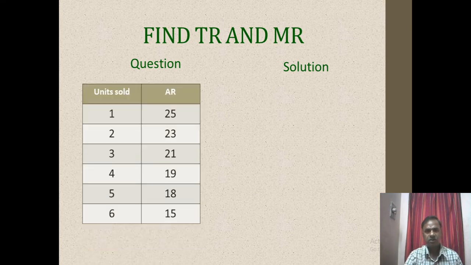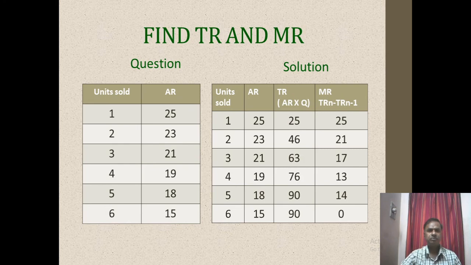And these are some numerical questions I have given to you. Units sold and AR are given. We have to find out TR and MR. How to find TR? AR into output. You multiply AR and output, you will get TR. Then MR we have to find from TR: 25, same amount, 46 minus 25, 63 minus 46, 76 minus 63, 90 minus 76, like this. MR becomes 0, next it will be negative. So this is how to find TR and MR from AR.